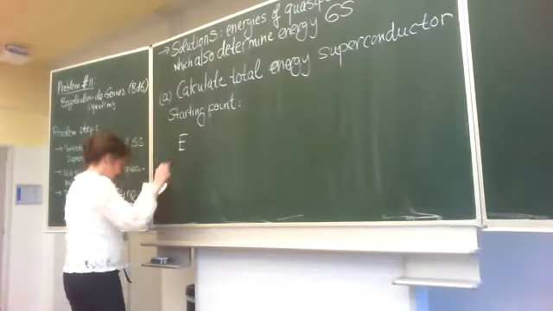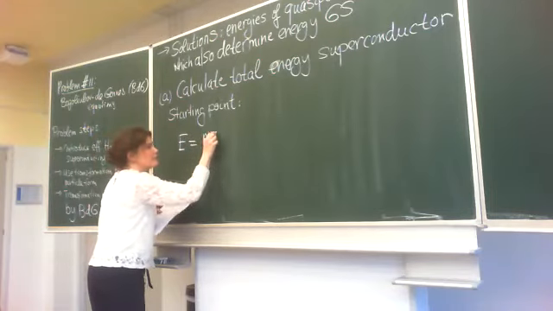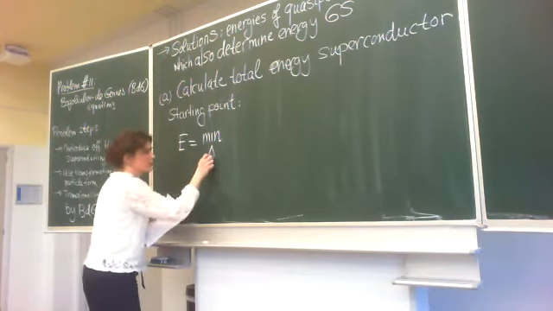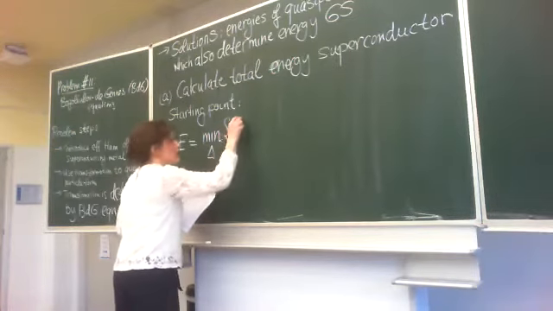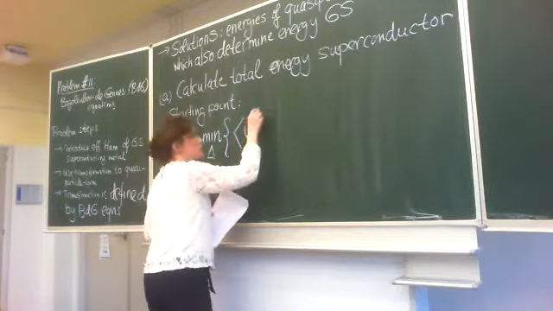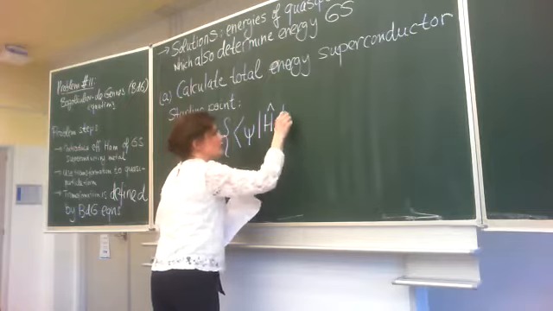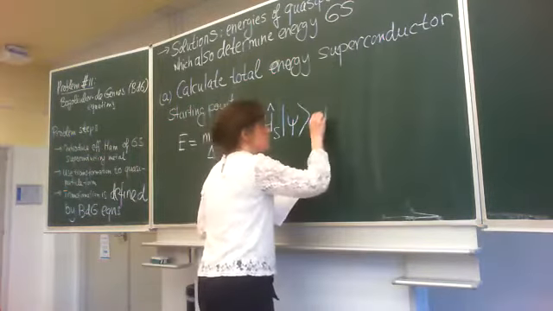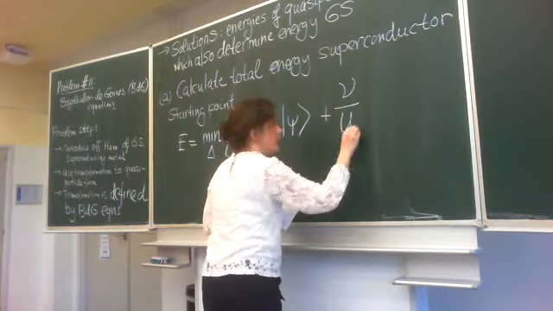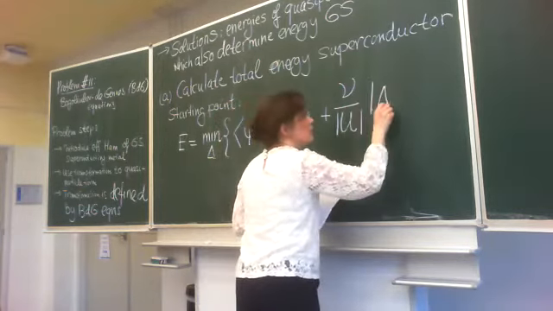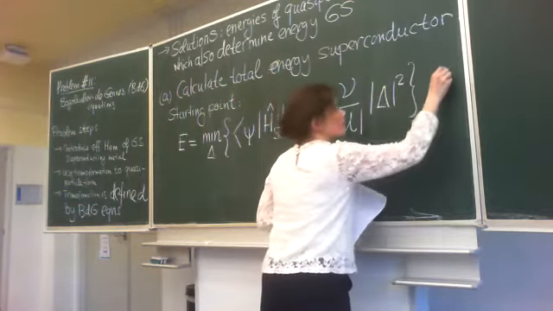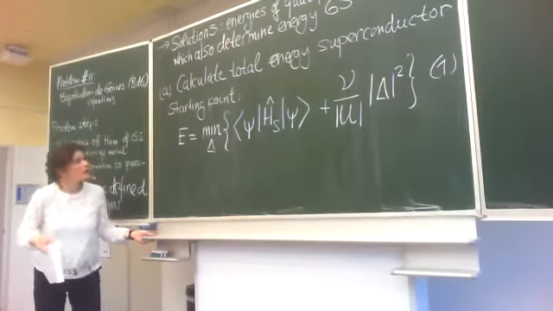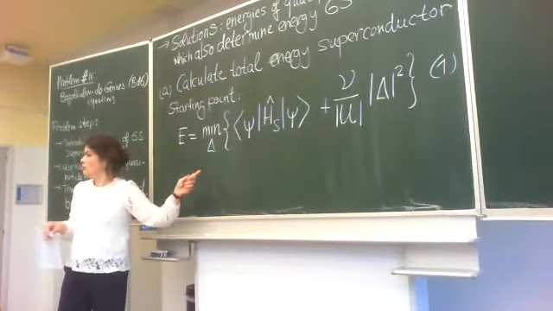Okay. E is, and we define it as a minimization problem, which you have seen before, I think. Minimizing over delta. And then there is the expectation value of the Hamiltonian H_S, which I will define, plus another term, volume divided by U, delta squared. Let's label this one. So this is the energy we're going to find by a minimization procedure.